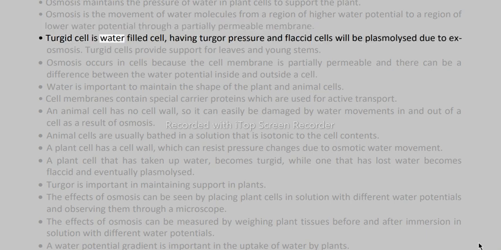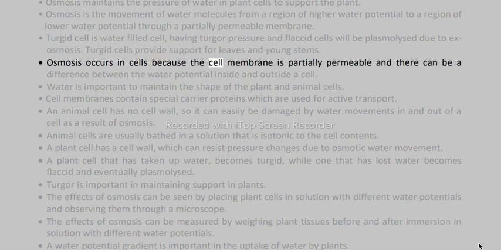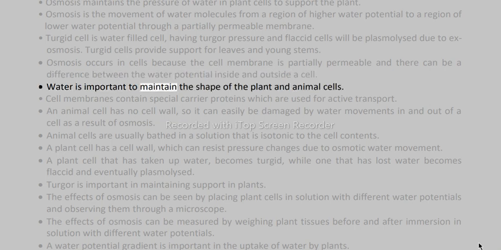A turgid cell is a water-filled cell having turgor pressure, and flaccid cells will be plasmolyzed due to exosmosis. Turgid cells provide support for leaves and young stems. Osmosis occurs in cells because the cell membrane is partially permeable and there can be a difference between the water potential inside and outside a cell. Water is important to maintain the shape of plant and animal cells.